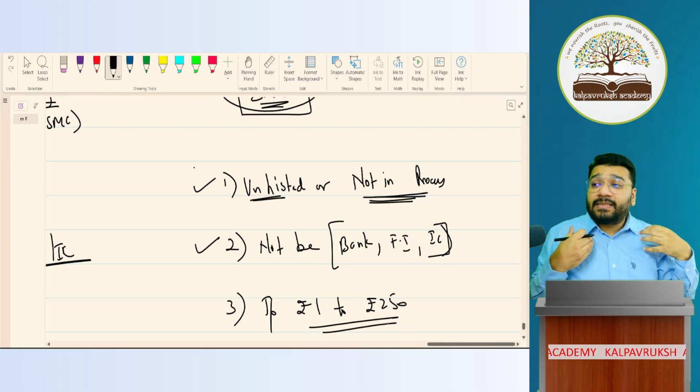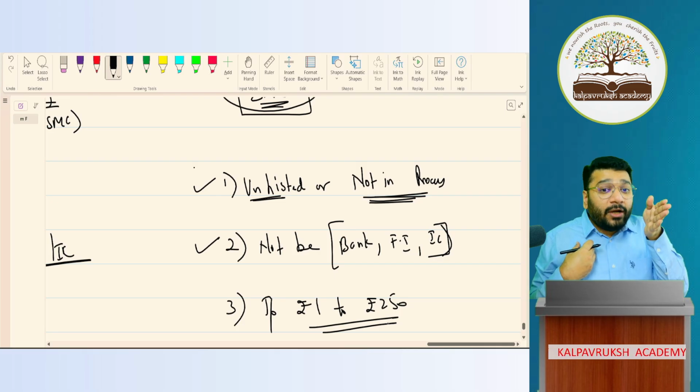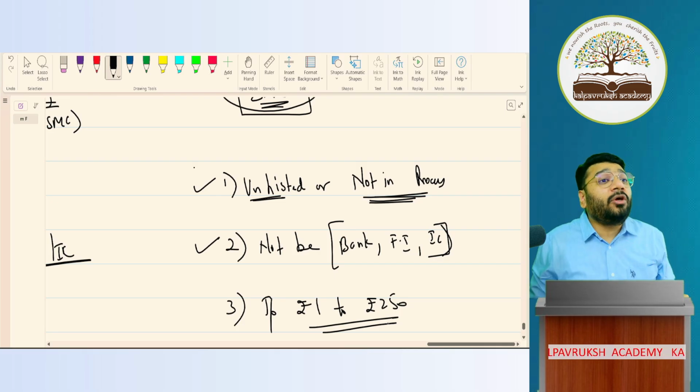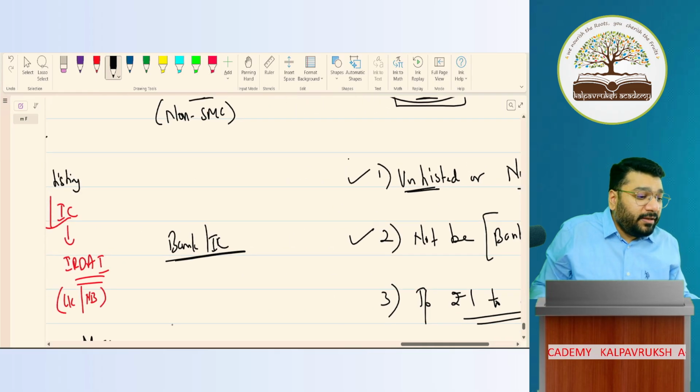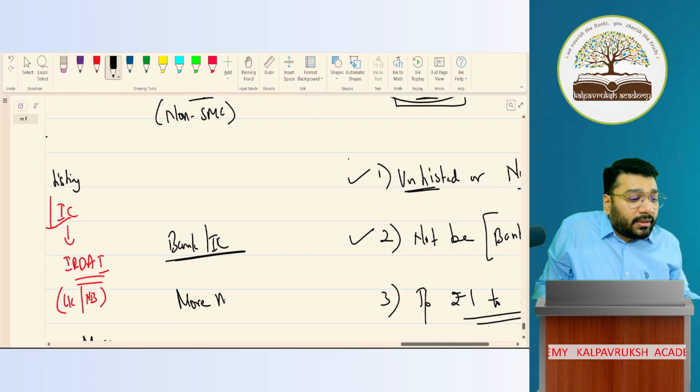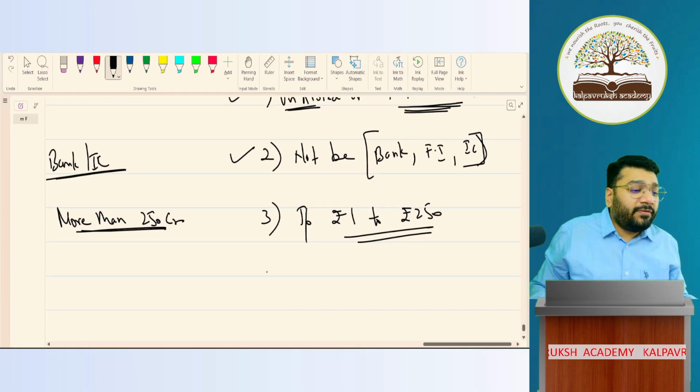So if I have to call myself small, my turnover should be from 1 rupee up to a maximum of 250 crores. It should not go beyond 250 crores. More than 250 crores, it becomes non-SMC. So here it is more than 250 crore. Okay. What is the fourth criteria?